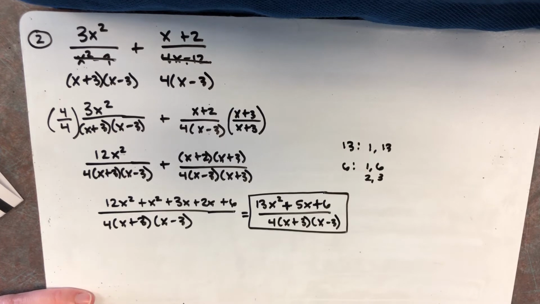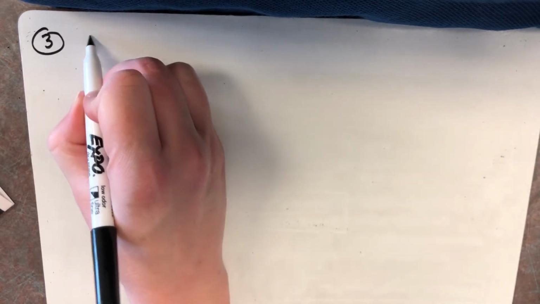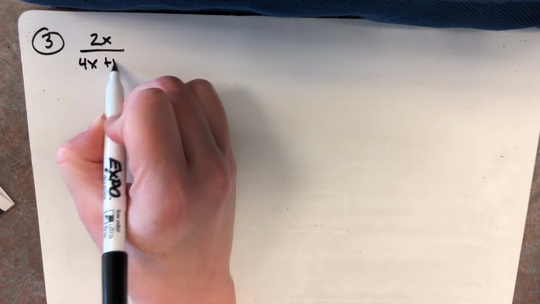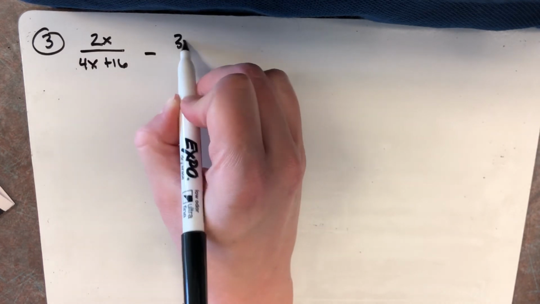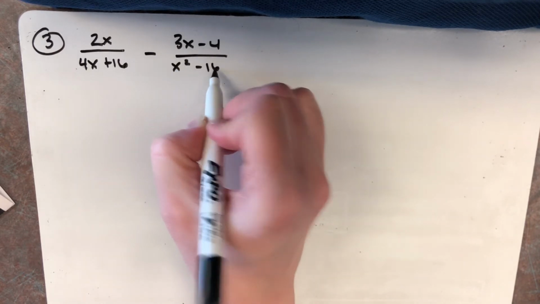That was quite a bit of work, but technically you didn't learn anything new, right? So when it asks you to add and then simplify, we have simplified as much as we can. All right, let's try another one. This time we're going to be subtracting. So I have 2x over 4x plus 16. And I'm going to subtract 3x minus 4 over x squared minus 16.